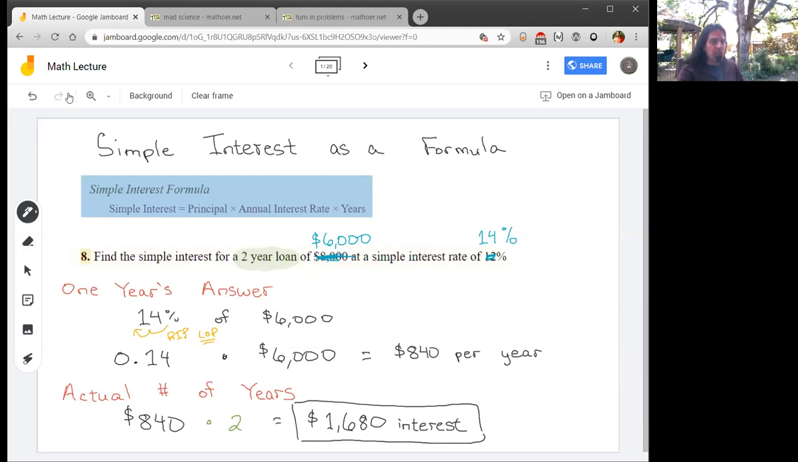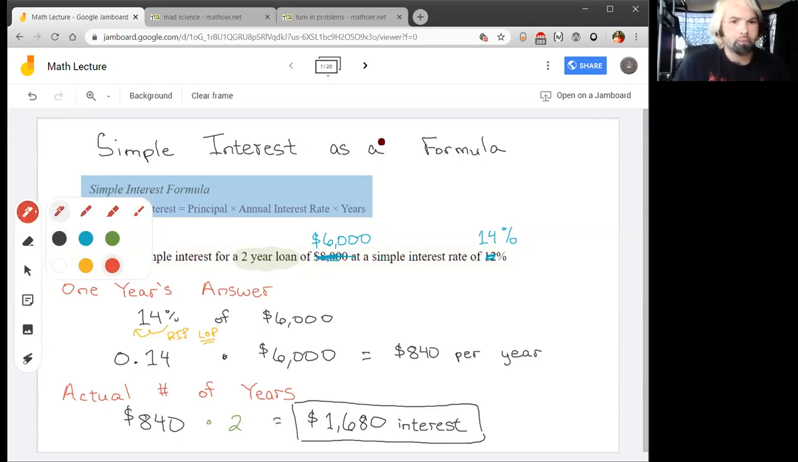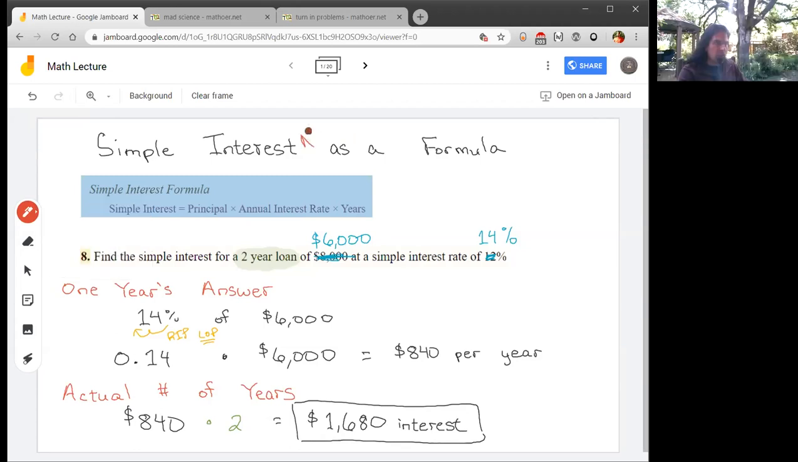Okay, everyone happy with what's on the board so far? Yeah. So this is actually the not as a formula. This is just treating it like any other percent of problem. On the next slide, let's actually do this as a formula.